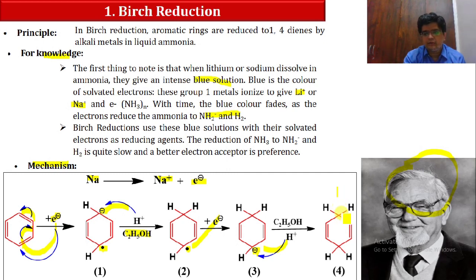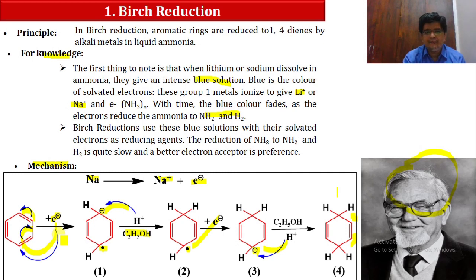1,4-dihydrobenzene. Starting from here, that is 1, 2, 3 and 4. So that is 1, 2, 3, 4. 1,4-dihydrobenzene. So here you can see that there are 3 pi bonds that are converted into 2 pi bonds. So one of the pi bonds is broken down, or we can say that is reduced.